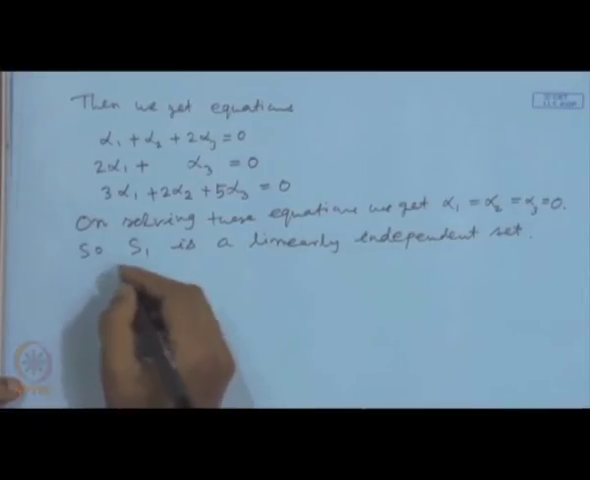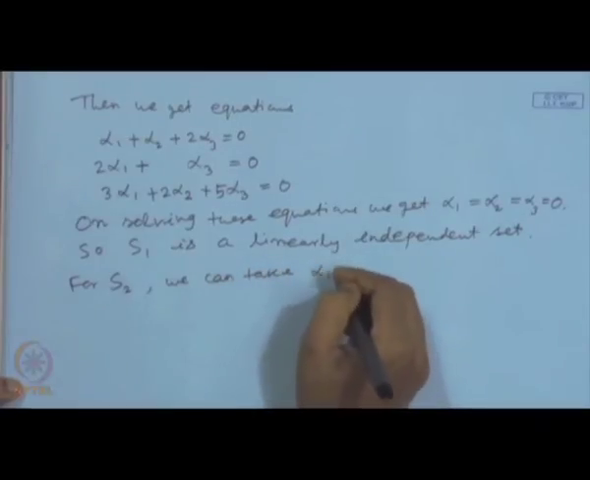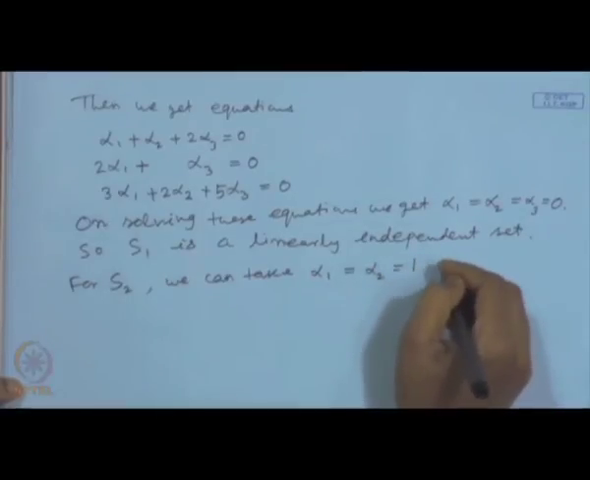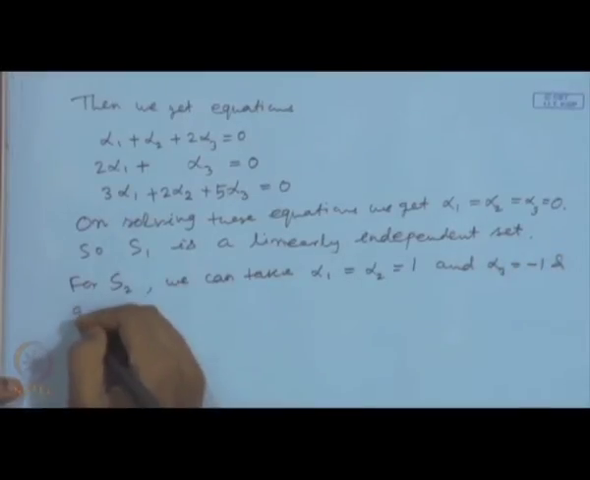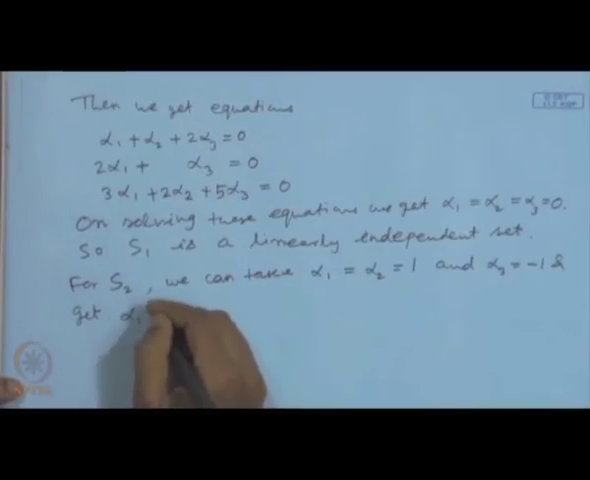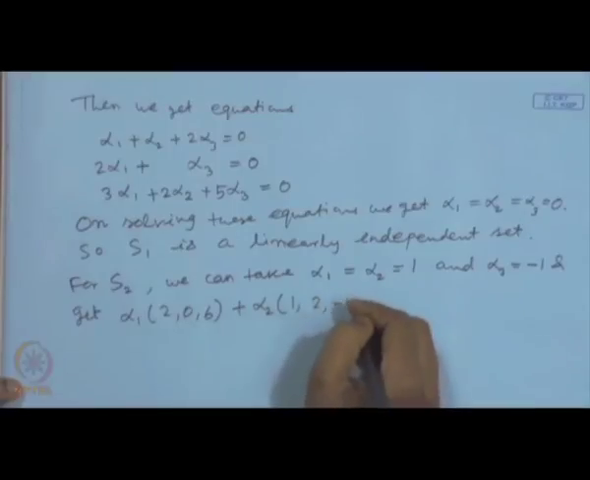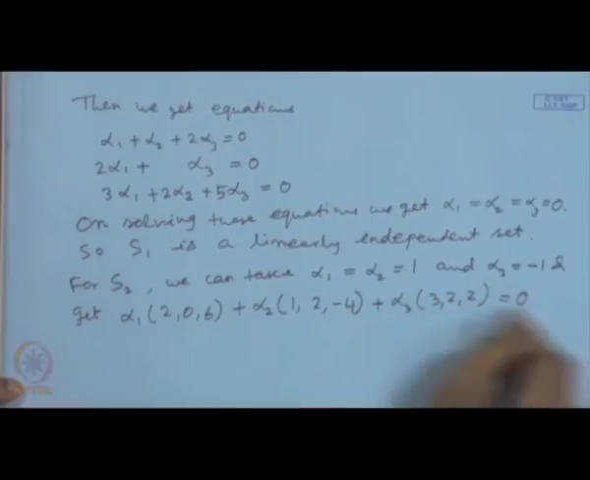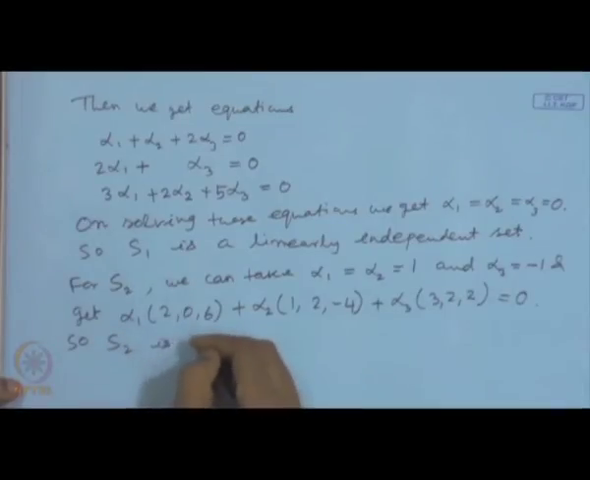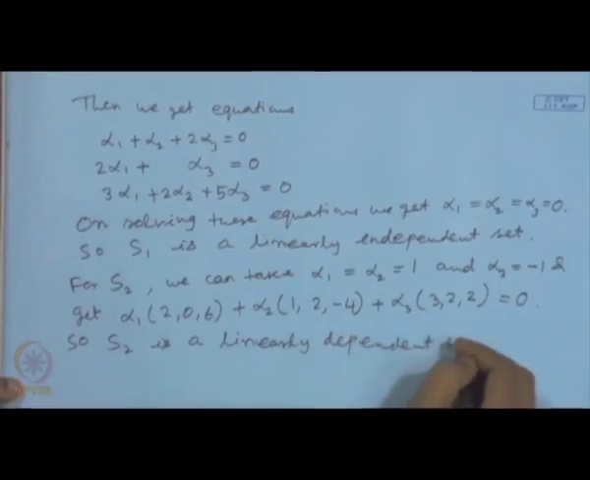However, for S2, we can take alpha 1 equal to alpha 2 equal to 1 and alpha 3 equal to minus 1 and get that alpha 1 times (2, 0, 6) plus alpha 2 times (1, 2, -4) plus alpha 3 times (3, 2, 2) is equal to 0. So, S2 is a linearly dependent set.